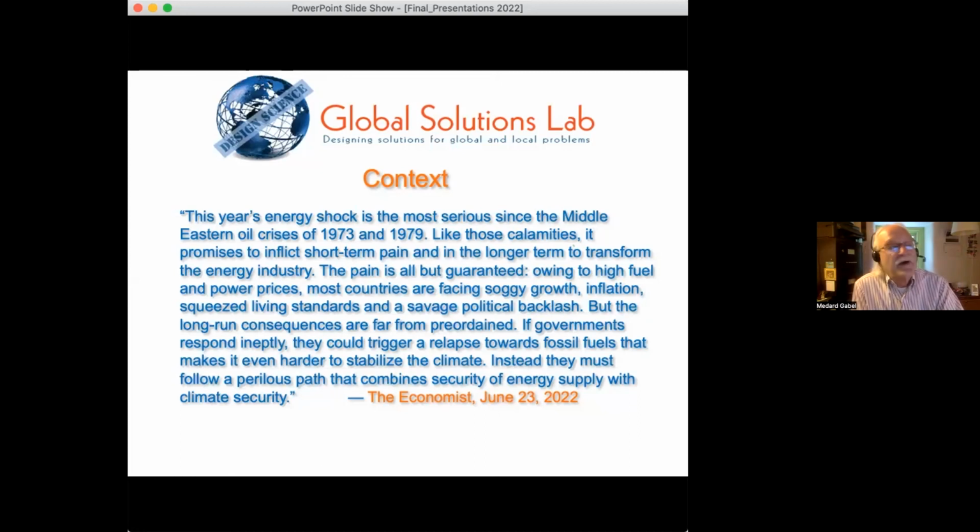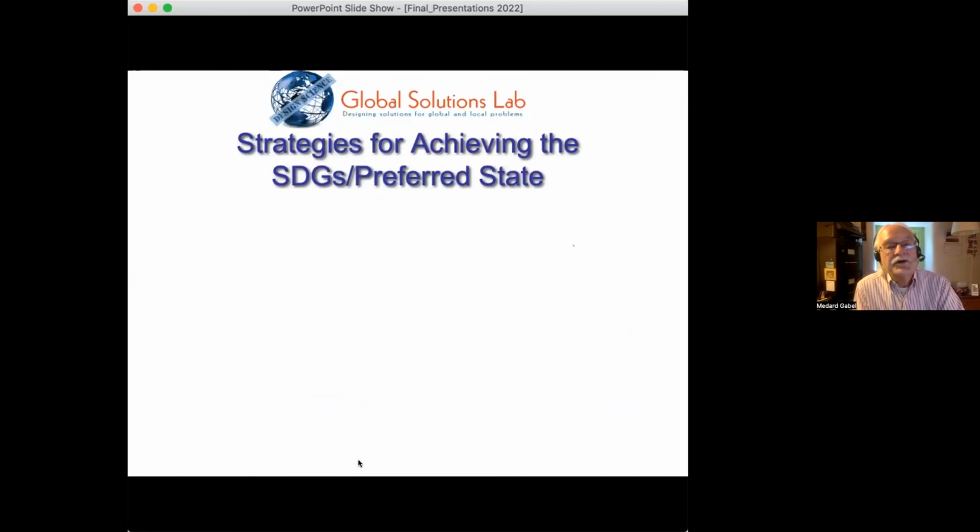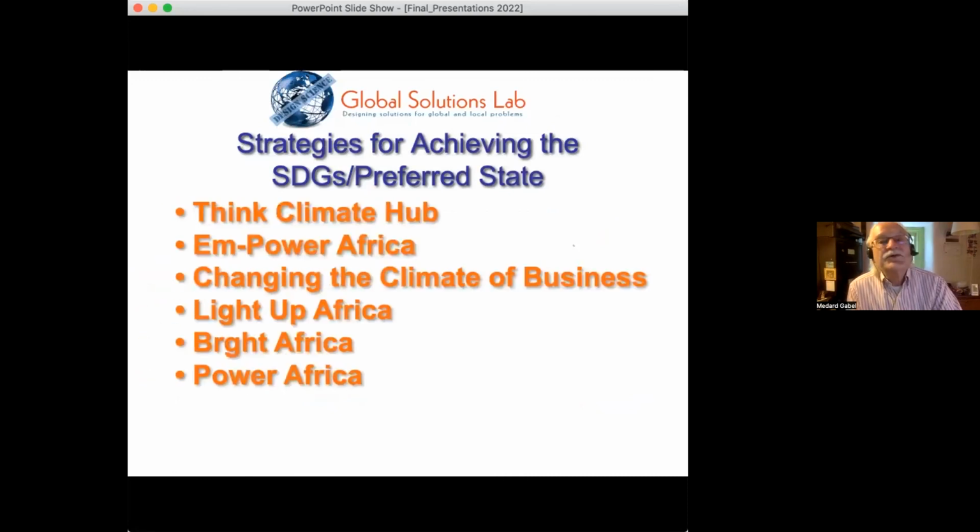What this lab is all about is pointing out some strategies that are going to help stabilize the climate and get us an energy supply that also offers climate security. All right, that was yesterday's news. Today's work is going to be this set of strategies. The first one is going to be from a climate-focused team, and then we're going to go to electrifying Africa, back to climate, and then 3 more on dealing with electricity needs, energy needs in Africa.